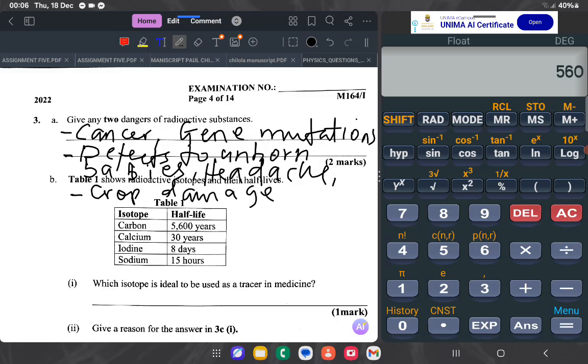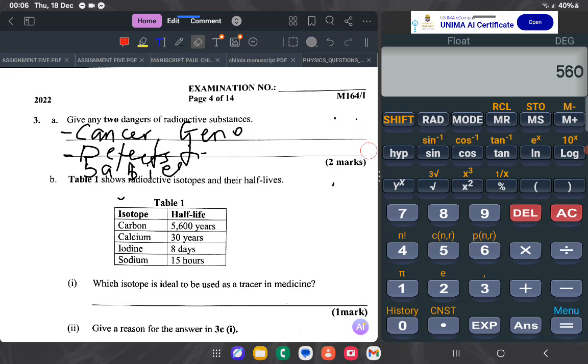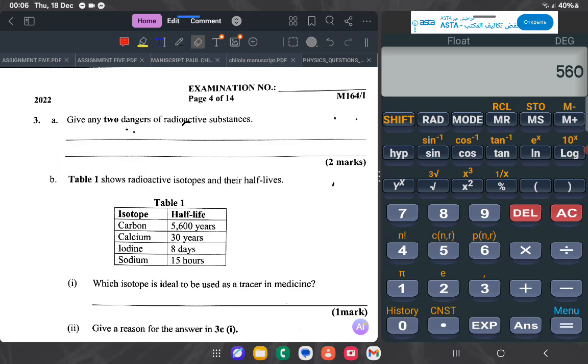Can lead to crop damage and many other effects or dangers. All right. So since they're just asking for two, you can select any two from this and present. All right, let me ask you also to revisit your notes so that you can state as many effects or dangers of radioactive substances.